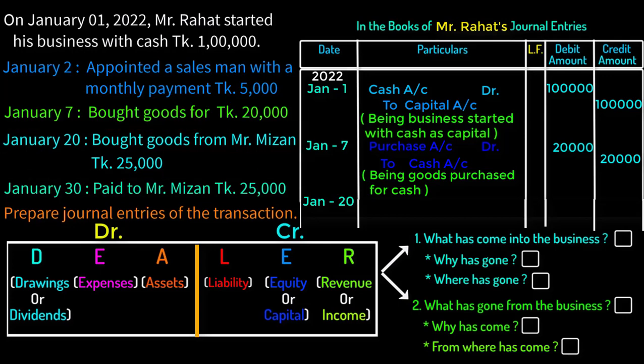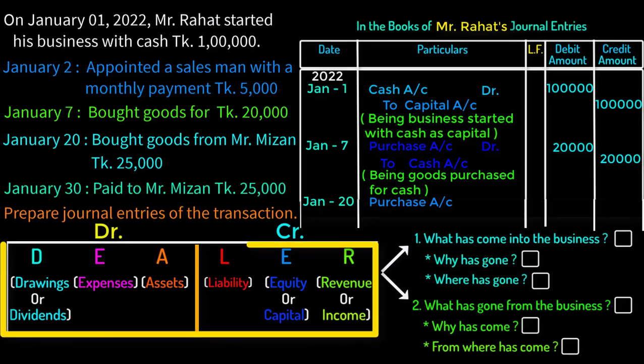So ask yourself this question first. What has come into the business? The answer is goods, isn't it? By asking this question, you have got one account, and that is the goods account. Can this word goods be applicable for passing journal entries? Obviously not. Instead of goods account, the new name of the account will be purchase account.